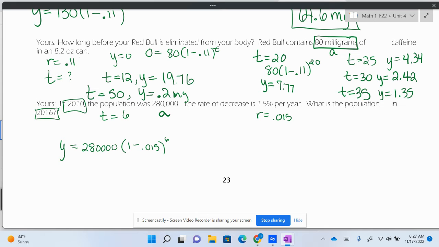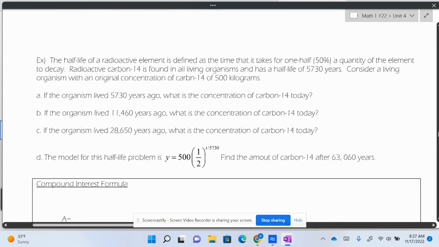What do y'all think? Anyone? Yeah, 255,726 people. Okay. Are we good with this? Okay, now let's talk about compounding. And we need to do the half-life questions.